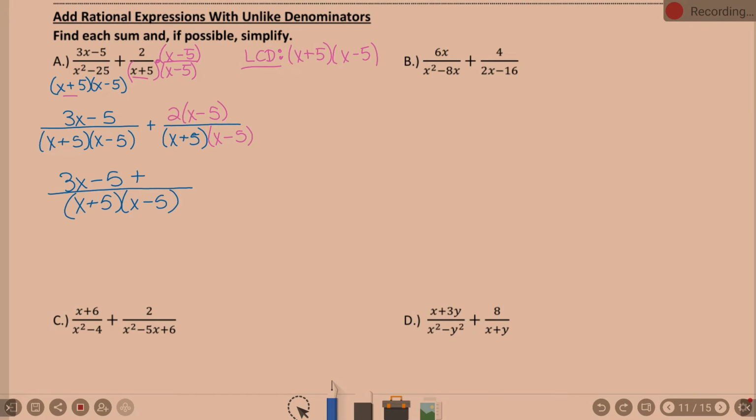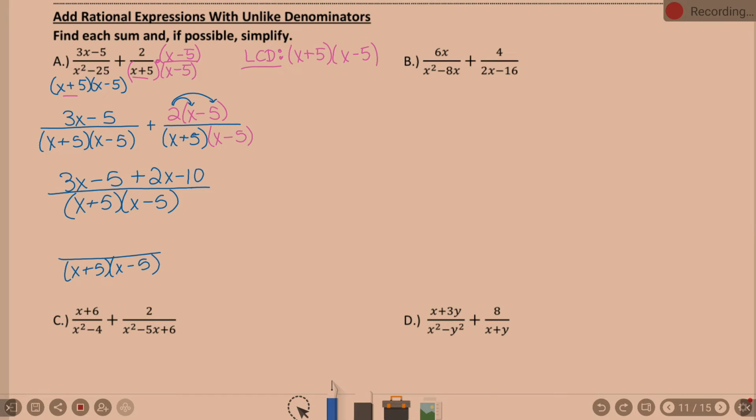what is 2 times x minus 5? Two times x minus 5 is going to be 2x minus 10. And this should definitely look just like what we did in the upper section, right? Can you finish it off? Common denominator just carries down. X plus 5, x minus 5.